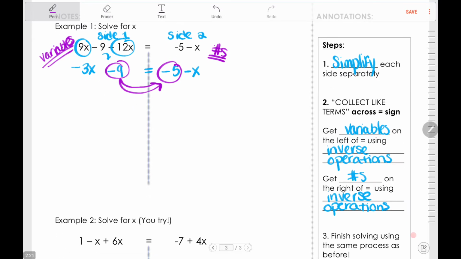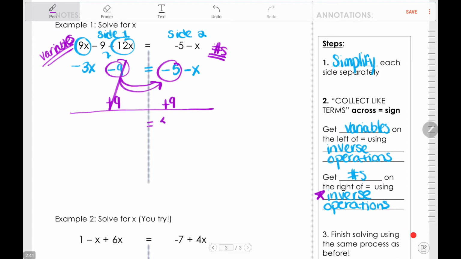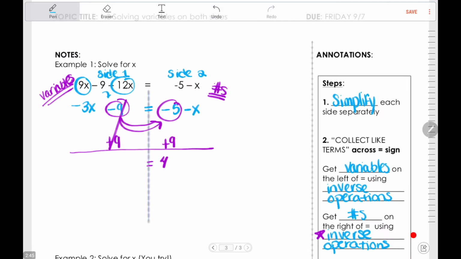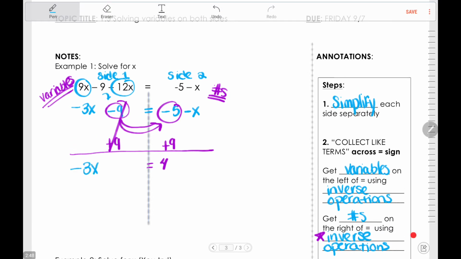And that's what we meant by inverse operations. So I can't just slide it over. I need to use the opposite to do that. So my inverse of negative 9 is plus 9. And I'm going to add it to that negative 5 because that is its like term. So when we say collect like terms, that's what we mean. So this is going to cross out. And I'm going to be left with 4 here. Now I haven't touched the negative 3x yet. And I haven't touched the negative x. So I'm just going to bring those down.